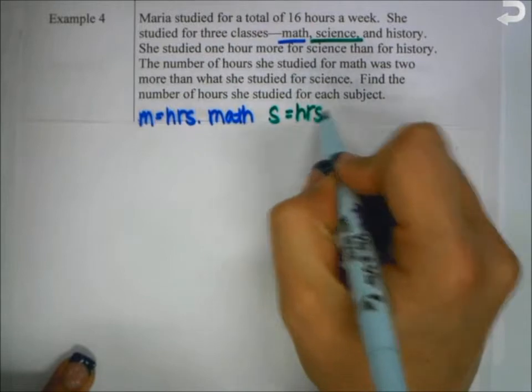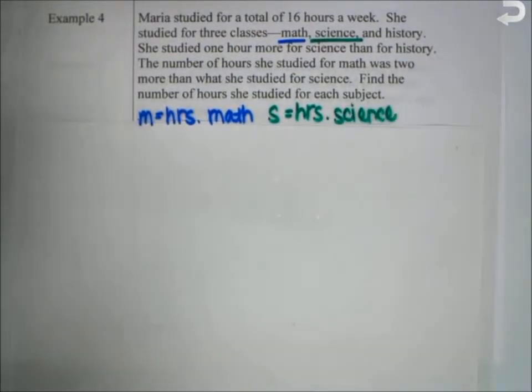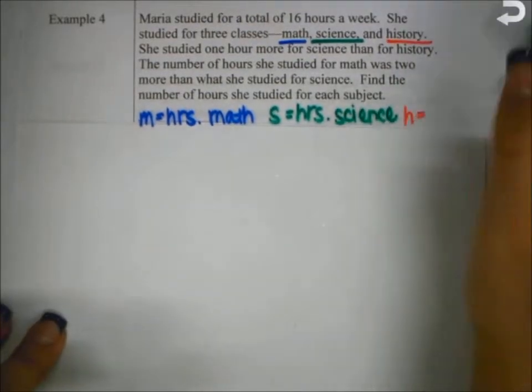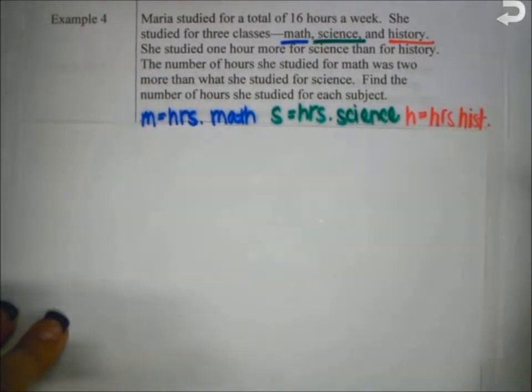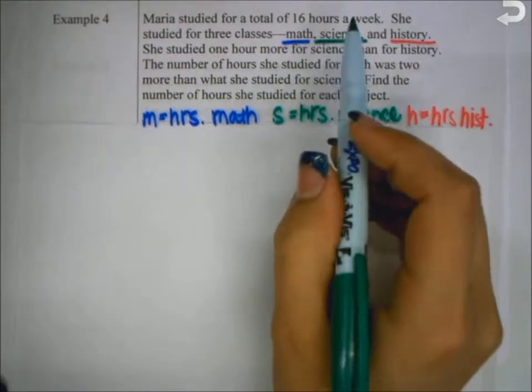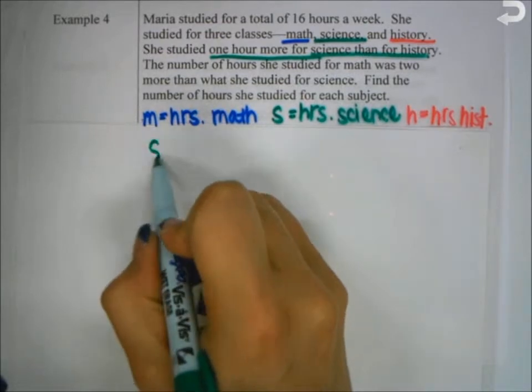So the first thing that I'm doing is I have to identify what each of the variables stand for. Anytime we have a word problem, we have to do this. Okay, so we know some stuff, right? She studied 1 more hour for science than for history. So we know that science equals what? Science equals H plus 1, or 1 plus H.